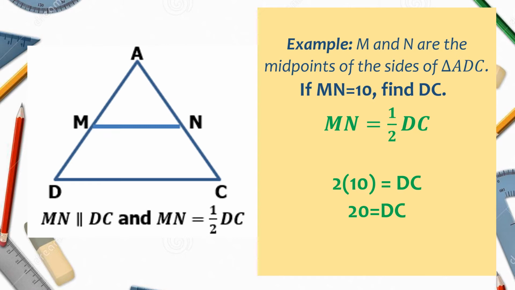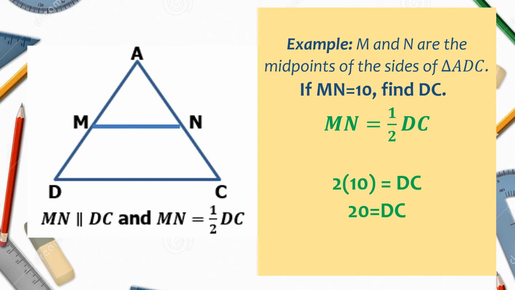So we will have this working equation. MN is equal to 1/2 times DC. If MN is 10, we need to multiply it by 2 for us to get the value of DC. Kasi nga kalahati ni DC si MN. So we have 2 times 10 equals DC. 2 times 10 is equal to 20. So 20 equals DC.